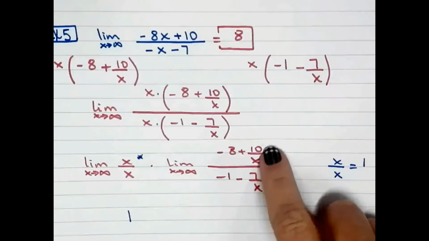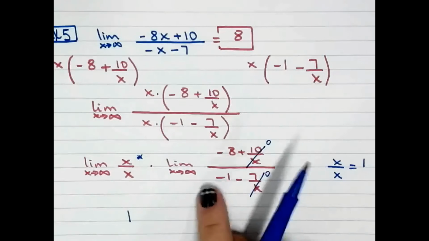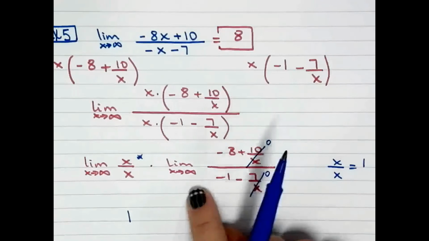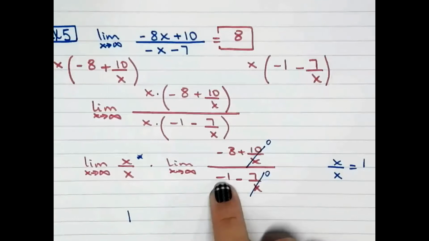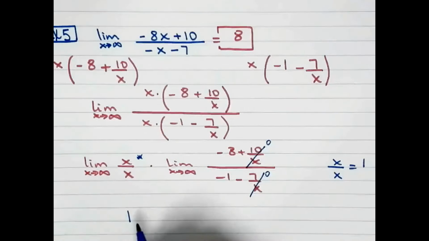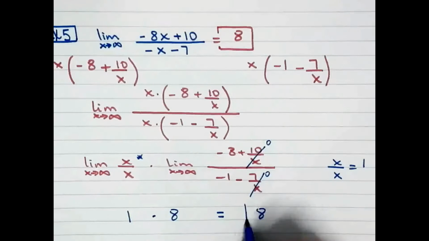Now, bottom heavy right here, so this is 0, this is 0. Now I have just a constant, so the limit of a constant is the constant, so negative 8 divided by negative 1 is positive 8, and 1 times 8 is 8.